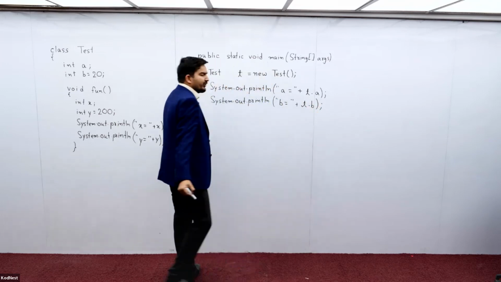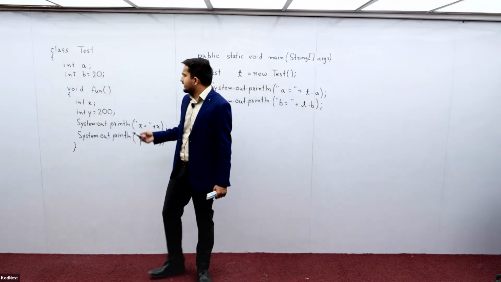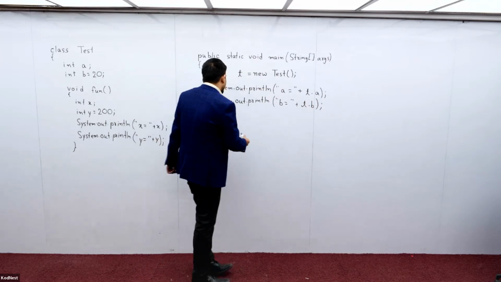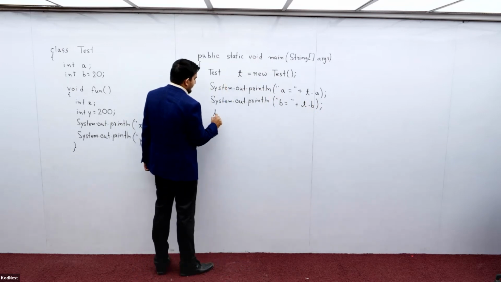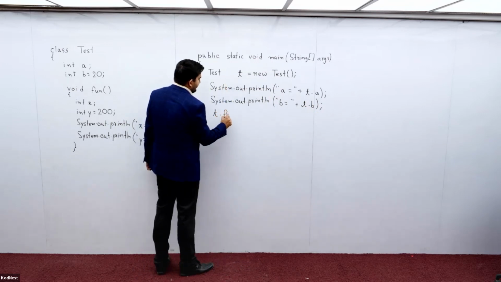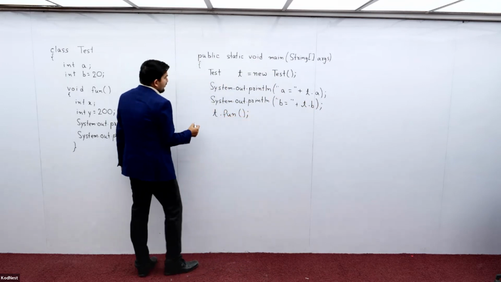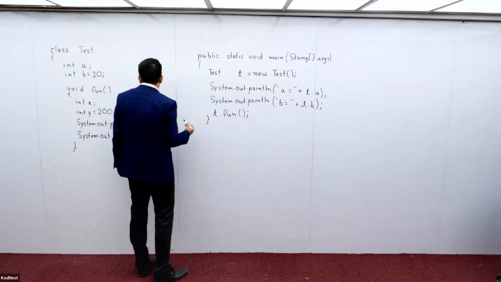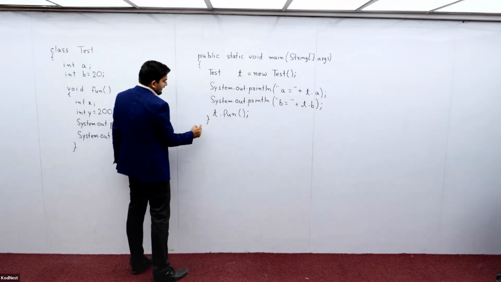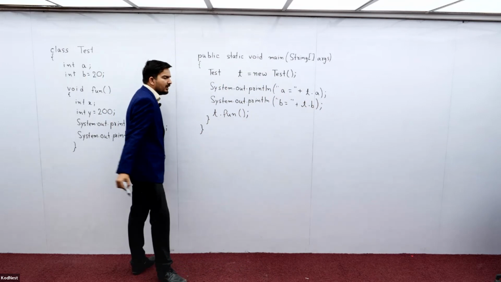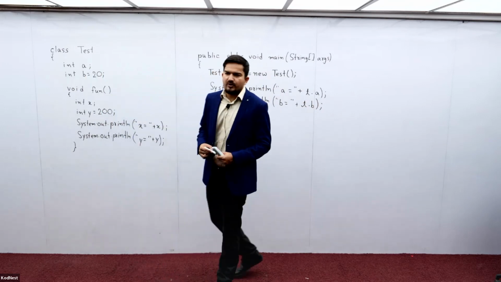This is what I am going to do. Now I also want to call this method called fun. So maybe I am going to say t.fun. I am going to close the main method. I am also going to close the class called Test. Let's suppose this is the program we are having.